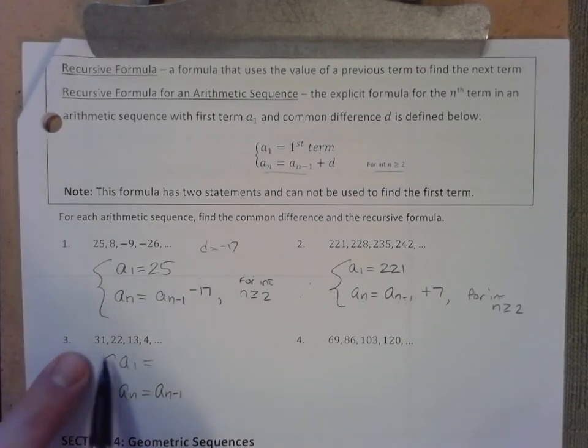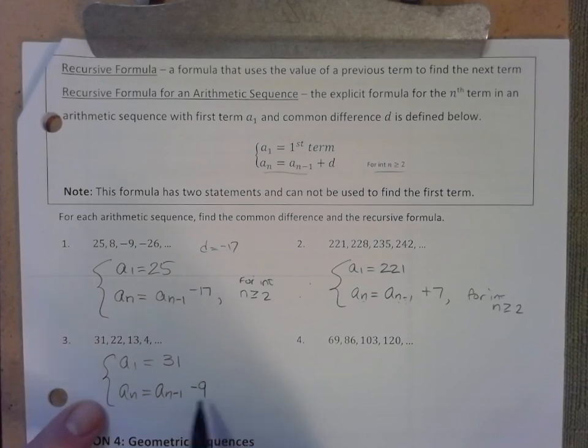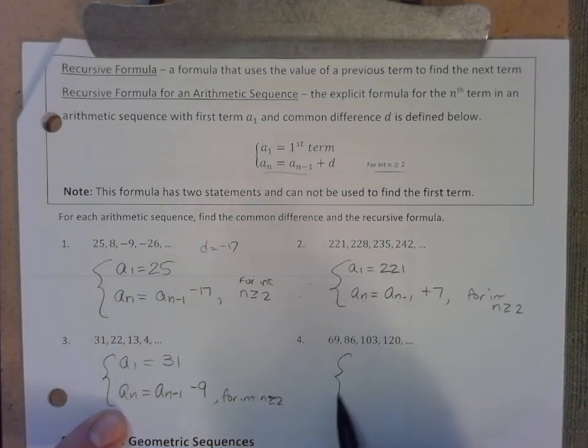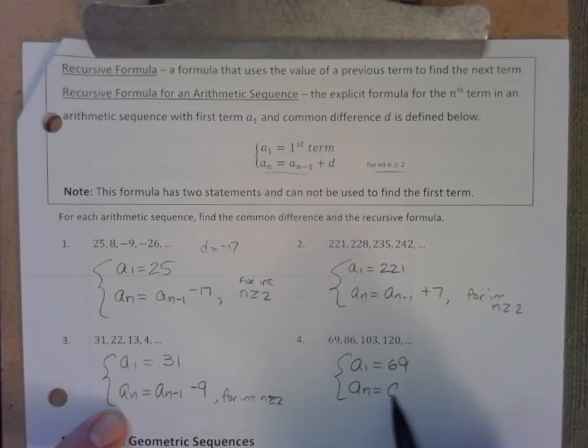Here goes. 31 is the value of your first term. This is decreasing by 9 each time. So the next term is 9 less than the previous term. Our last one, our first term is 69. The next term is the previous term. It looks like, what are we doing? We're adding 17. Sounds good. For integers n greater than or equal to 2.